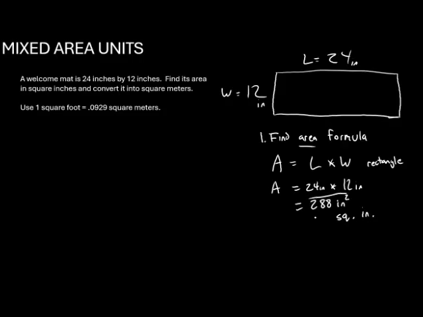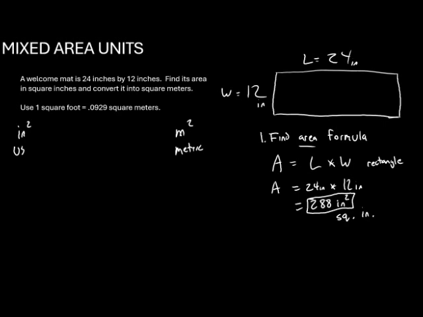Now that we know that our area is 288 square inches, we can try to convert this into square meters. We'll start by writing that our start point will be inches squared. We want to get over to square meters somehow. Inches is a US unit, and square meters is a metric unit. At some point along the line, we're going to have to change out of US units and into metric units, but we do not have a direct conversion from square inches to square meters.